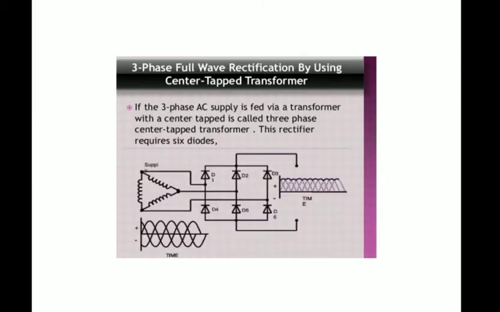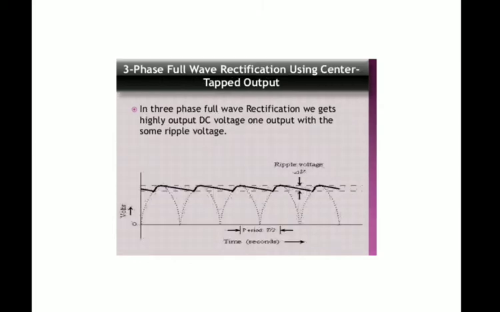3-phase full wave rectification by using a center tapped transformer. If 3-phase AC is fed via a transformer with a center tap, it is called a 3-phase center tapped transformer. This rectifier requires 6 diodes. So the input is AC similarly, and the output is rectified DC output. 3-phase full wave rectification using center tapped output. So this diagram shows the output on the load side as DC having a low ripple.